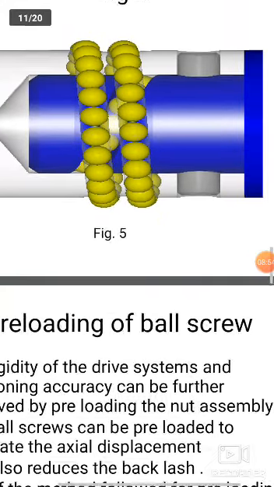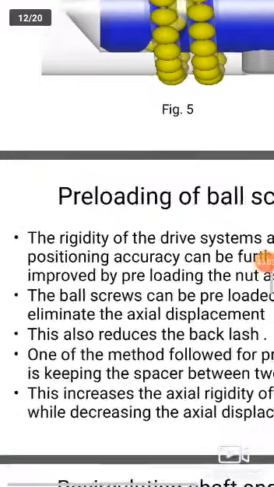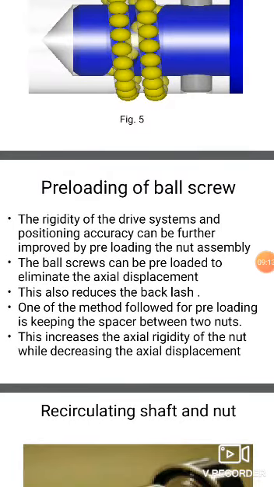Okay. Next, what is preloading of the ball screw? What is this preloading of the ball screw? So what is it doing? It increases the rigidity of the drive screws in the recirculating ball screw nut. So rigid ball preloading means loading on the ball screws. So the positional accuracy can be further improved by preloading the nut assemblies. So this is the nut assembly.